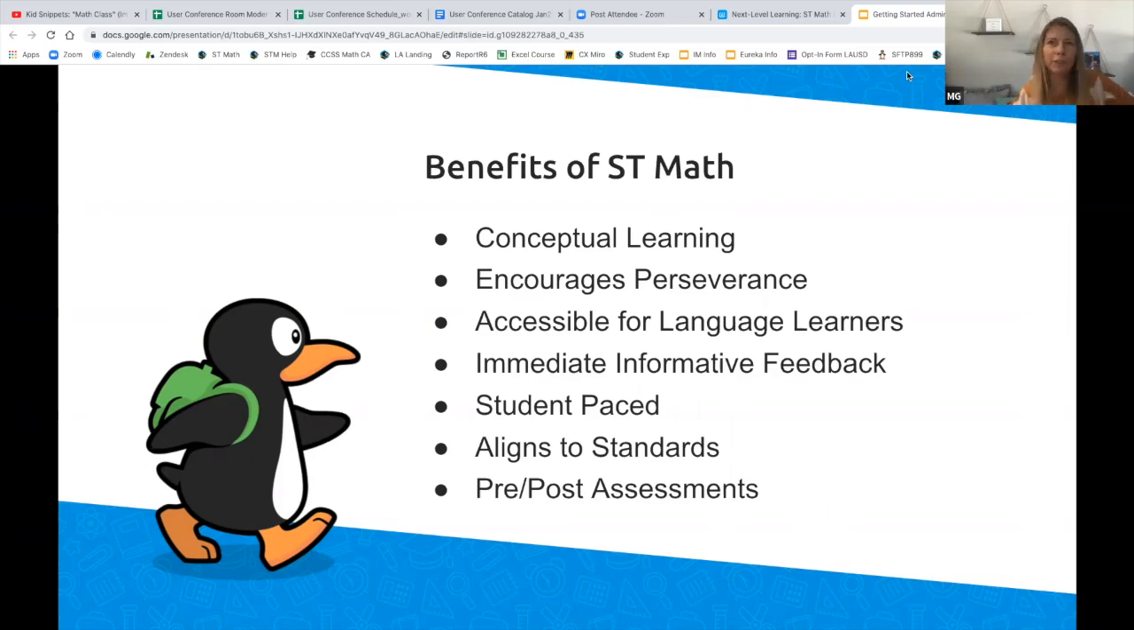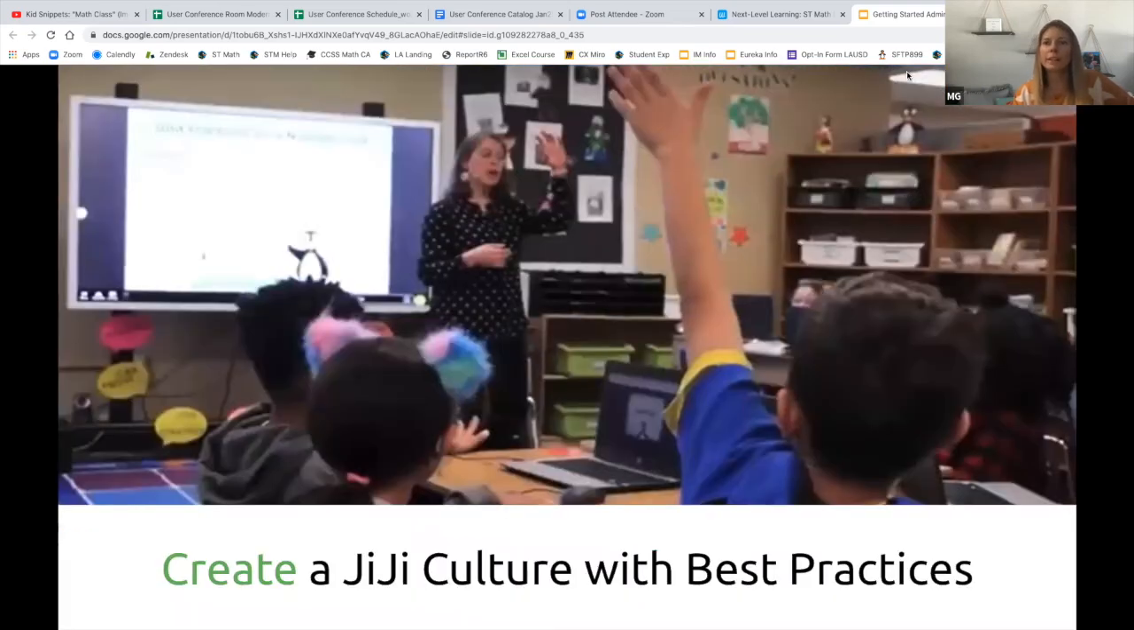It's accessible for language learners. It provides that immediate informative feedback we talked about that teachers wish they could give to all 20 students at one time. It is student paced, so each student is going to work through their journey at their own pace. It aligns to the standards, as I mentioned, as they go through all of the curriculum for their grade level, and it does include pre and post assessments for each one of those objectives. So lots of really cool stuff happening here.